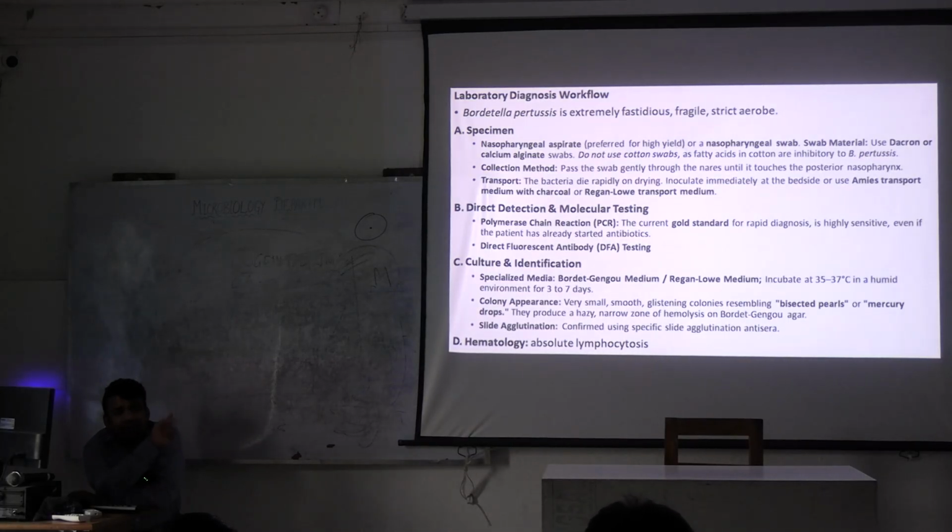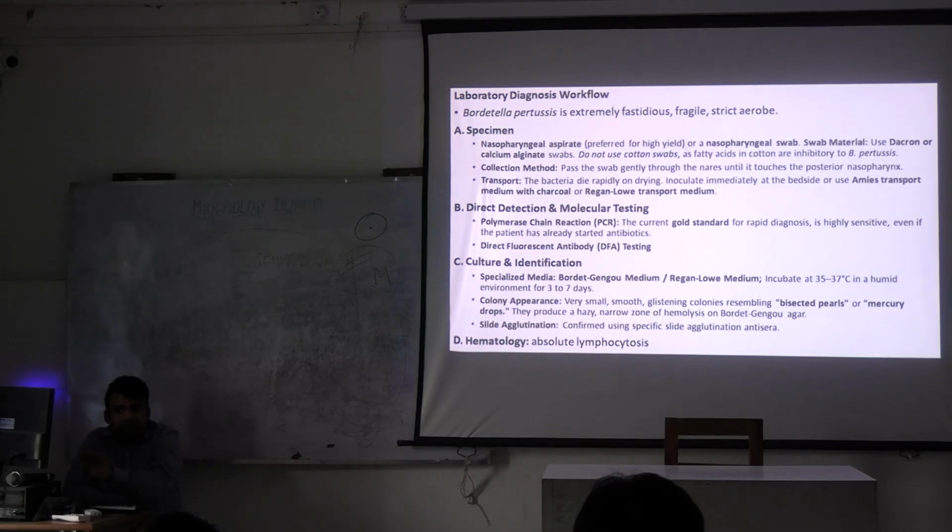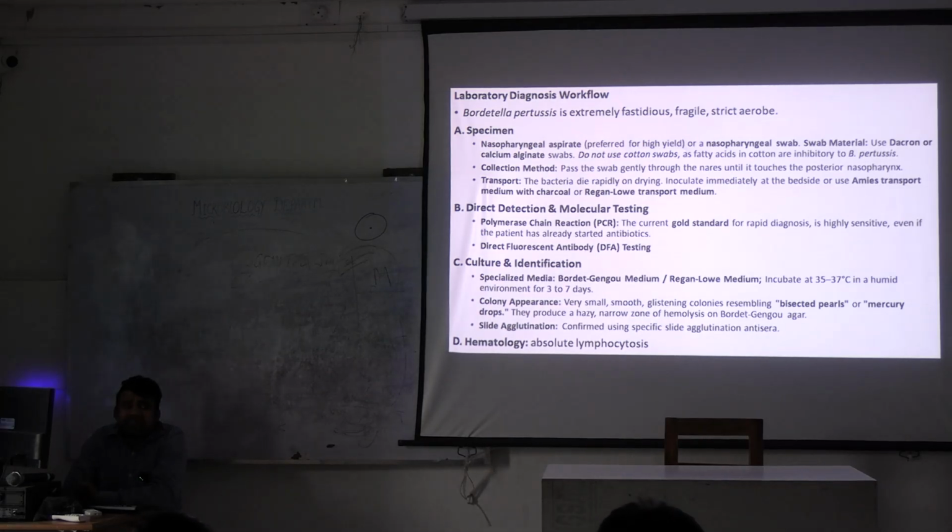and send for PCR assays. Other than that, what we can do is we can collect the sample right on the patient's bedside. And you should be very, very careful while taking a sample in this patient, because just introduction of a swab into the oral cavity may trigger a paroxysm of cough. So you should be very, very careful.